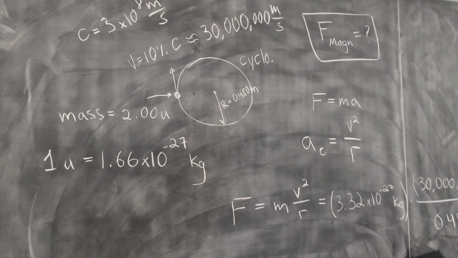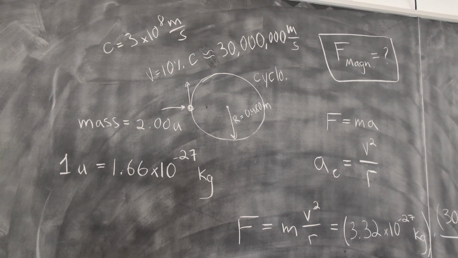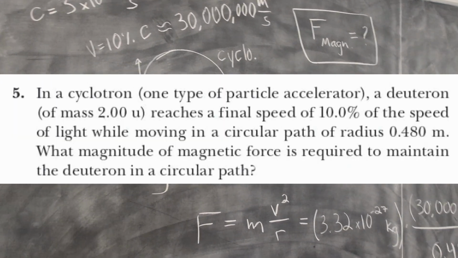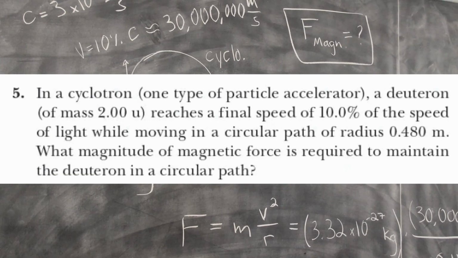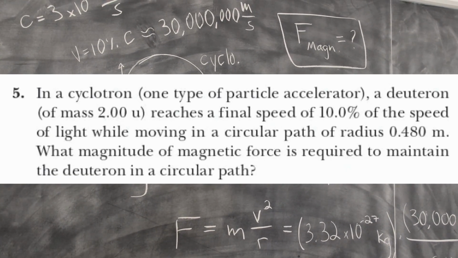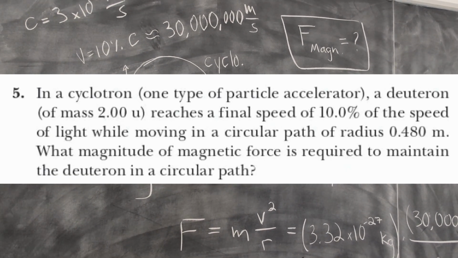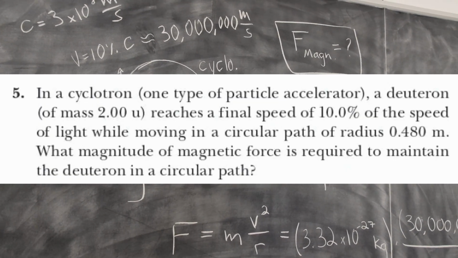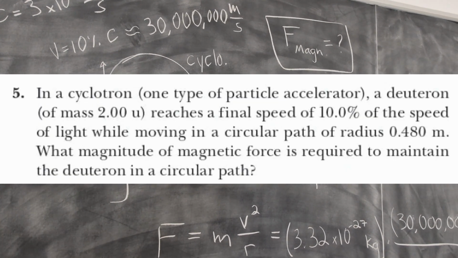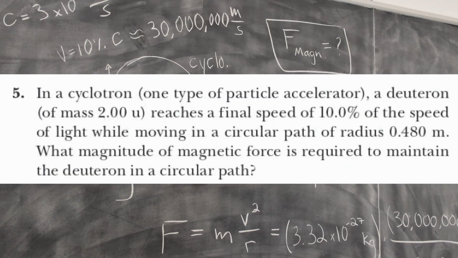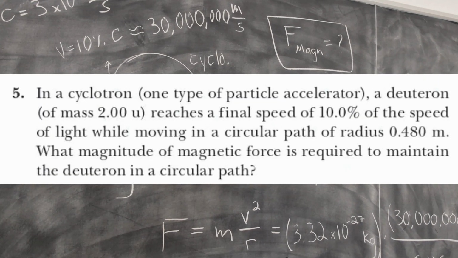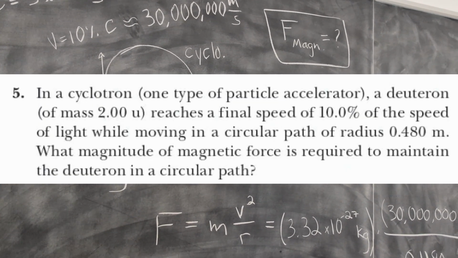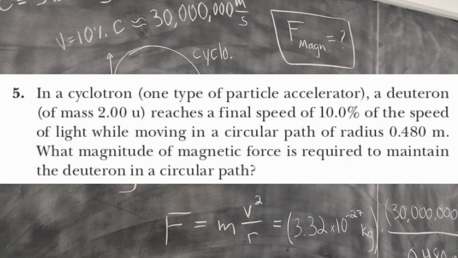Hey squad, this is a very quick problem at the back of the circular motion chapter. It says a cyclotron, which is a type of particle accelerator, a deuteron of mass 2.00 u reaches a final speed of 10% the speed of light while moving in a circular path of radius 0.48 meters. What magnitude of the magnetic force is required to maintain the deuteron in a circular path?